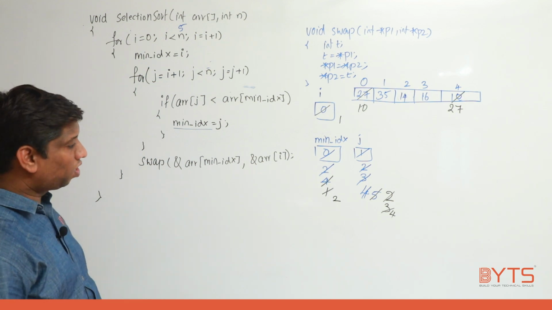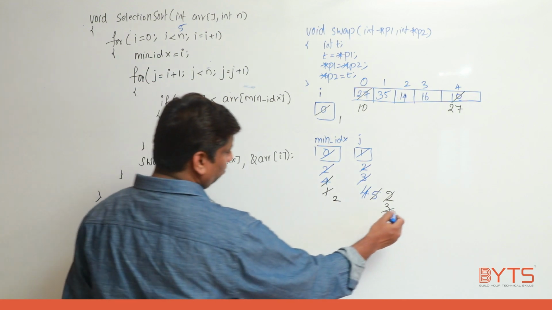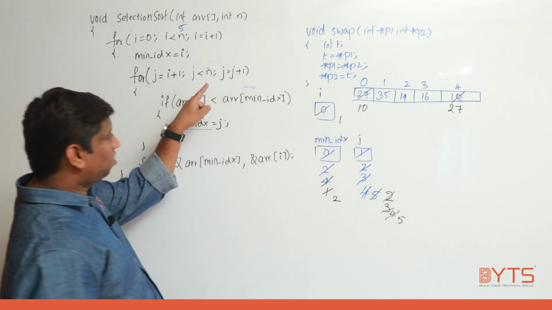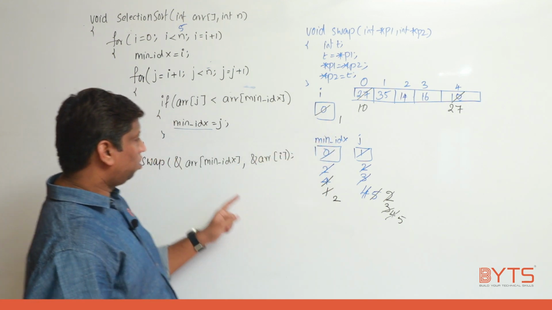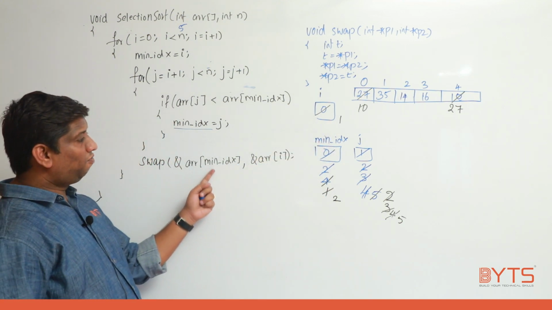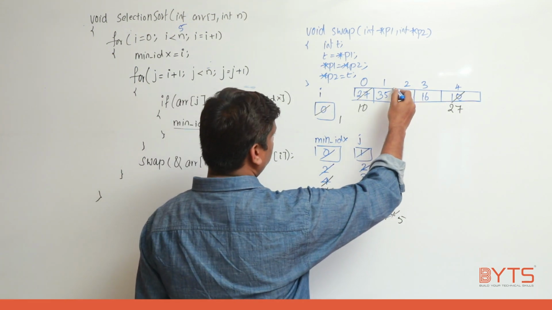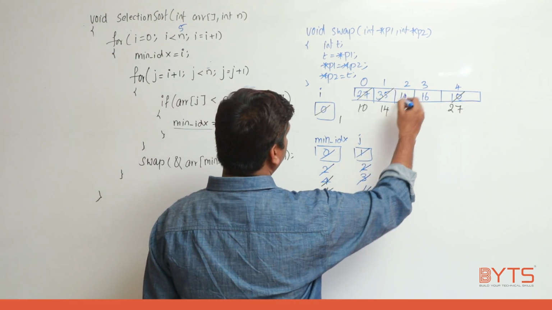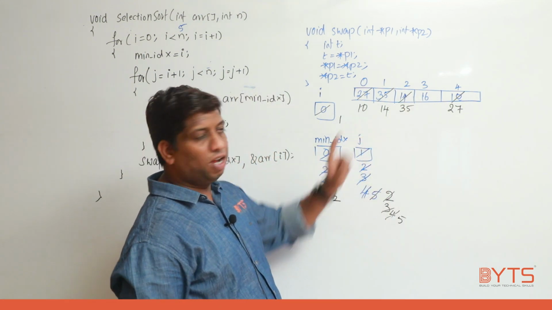Come here. Next what can I do? The loop is completed, right? So why the loop is completed? Because it is 5. 5 less than 5 is false. Come here. Now min index value is 2. I value is 1. So I need to swap the values present at first index and 1 index. I mean, so 2 and 1. So this value will become how much? 14. This value will become how much? 35. Why? Because 14 is the second minimum. I got to the correct position.